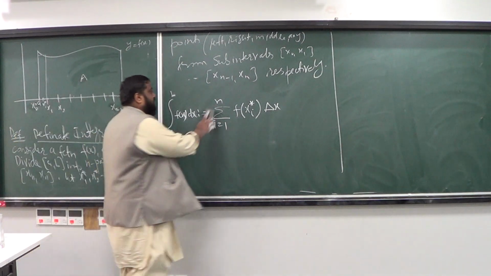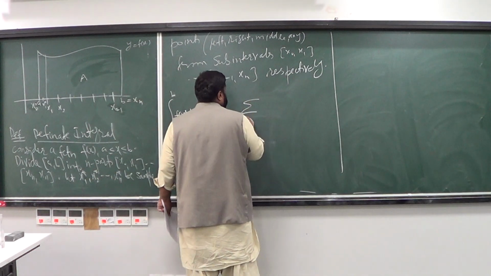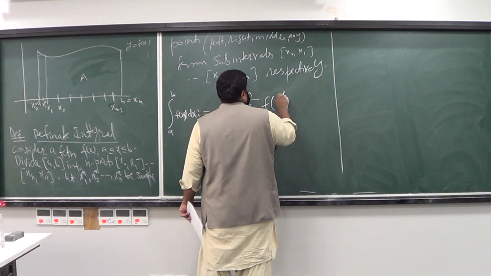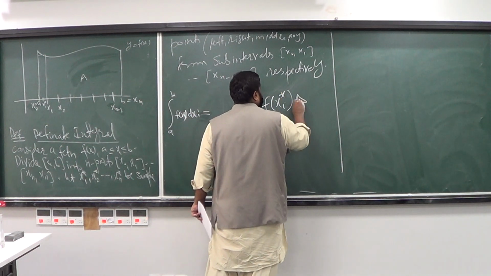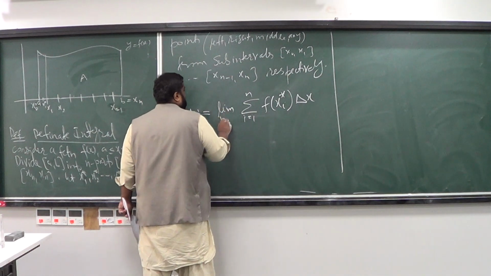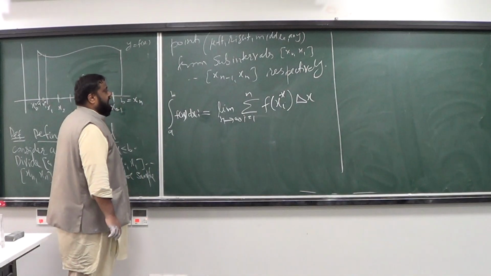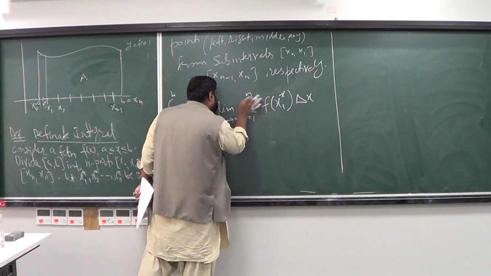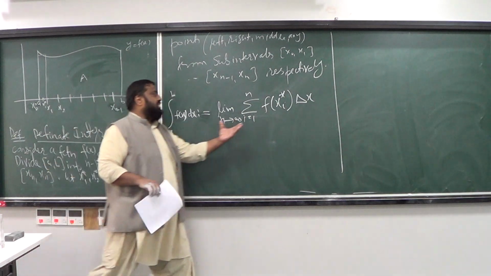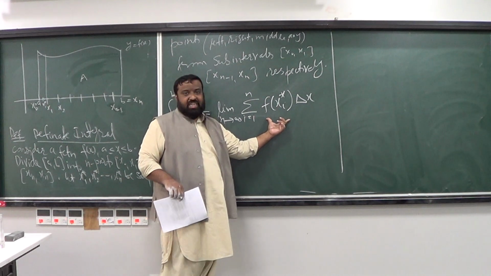I missed one thing. Take the sum from i equal to 1 to n of f of xi star times delta x, and take the limit as n goes to infinity. So you need to take the limit. And I'm giving this a name. This is the name of such a sum of the areas of rectangles.